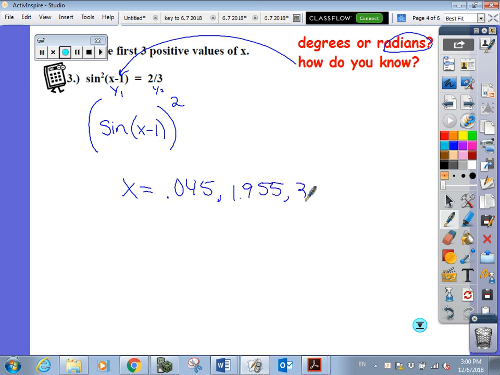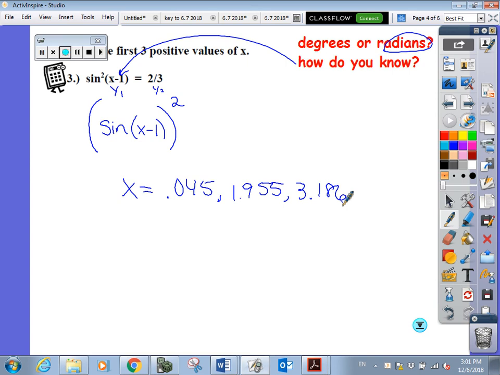1.955 and 3.186. If you were to find those first 3 positive times that sine squared of x minus 1 crosses 2/3, what I have written right there is exactly what you have to type in the calculator. Nothing more, nothing less. Open your parentheses, sine, open parentheses, x minus 1, close, close, squared. If you don't close, close, squared, then that squared goes on the x minus 1, which is a completely different problem. Now you're taking the sine of x squared minus 2x plus 2, and that's not the problem.